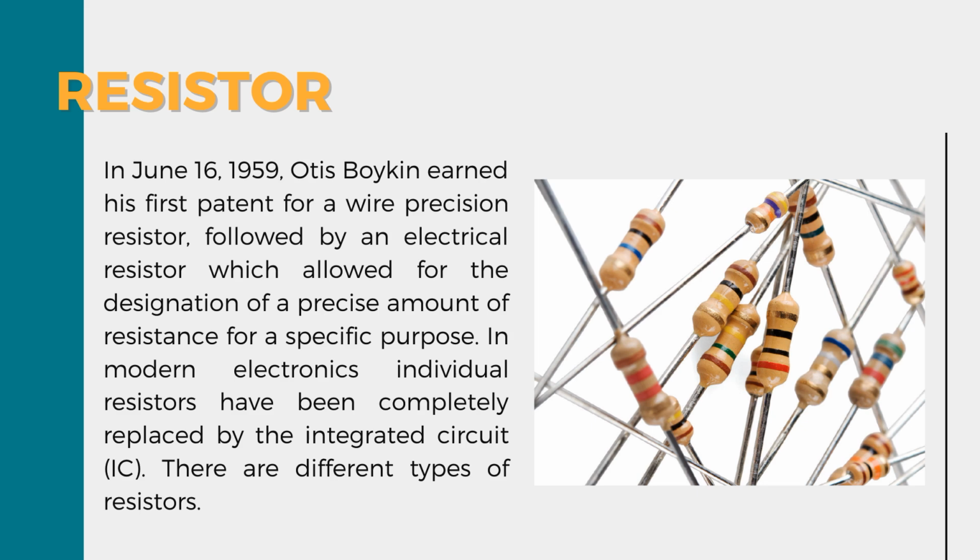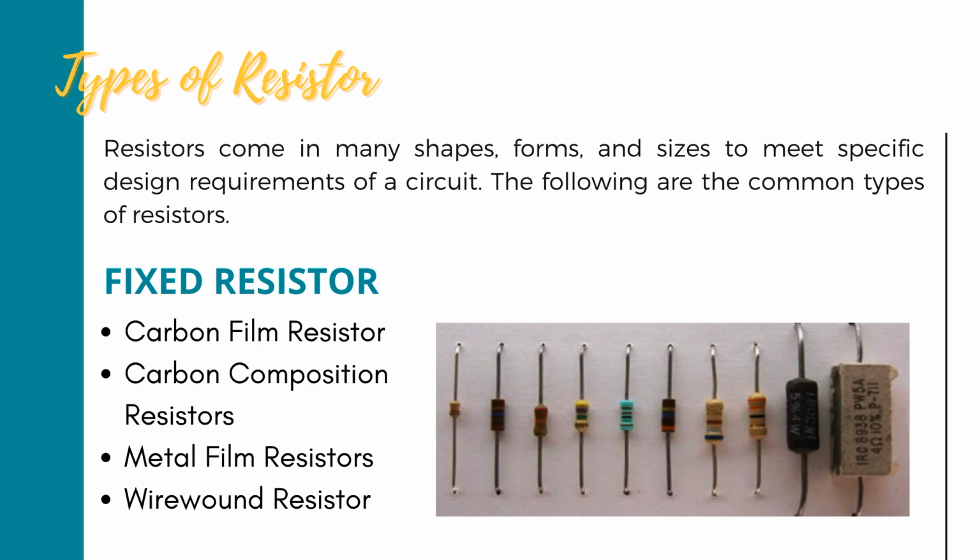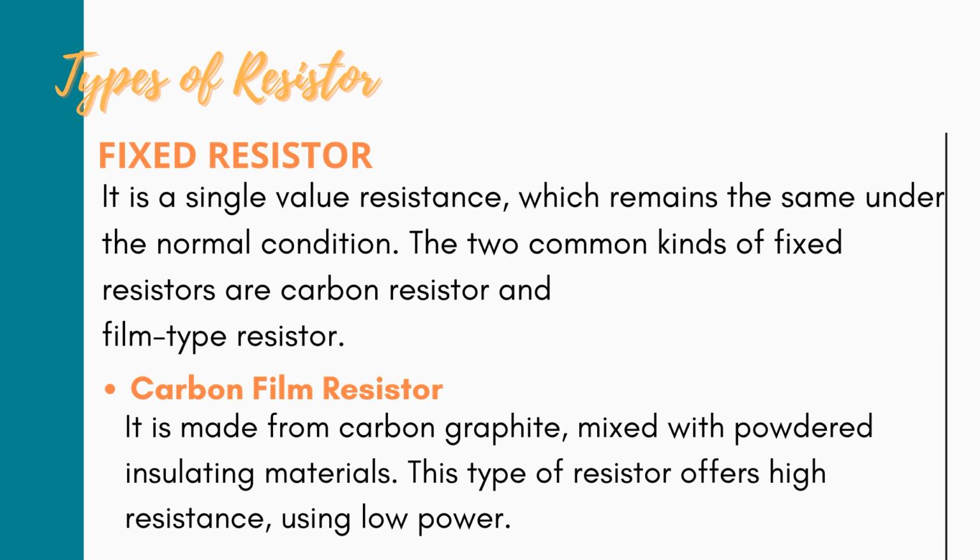In modern electronics, individual resistors have been largely replaced by the integrated circuit, IC. There are different types of resistors. Types of resistor. Resistors come in many shapes, forms, and sizes to meet specific design requirements of a circuit. The following are the common types of resistors. 1. Fixed resistor. It is a single value resistance, which remains the same under normal conditions. The two common kinds of fixed resistors are carbon resistor and film type resistor.